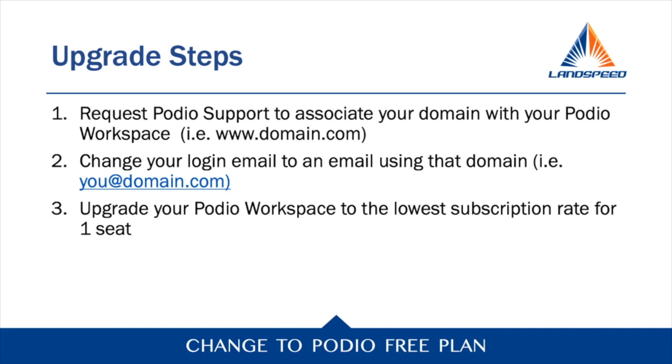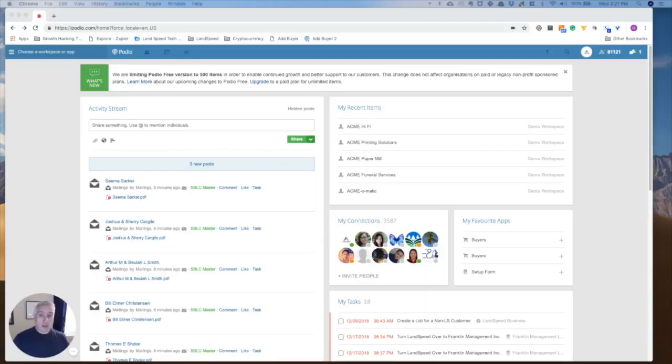Once you've changed the email that you're using to log into Podio, then you're going to upgrade your Podio workspace to the lowest subscription for one seat. All right, so let's get into Podio and let's see what this actually looks like. All right. So when you log into Podio, you may be seeing this bar at the top that says, what's new? We are limiting Podio free version to 500 items. You need to upgrade. Don't just click on this upgrade button. There's two steps, like I said, you have to do first.